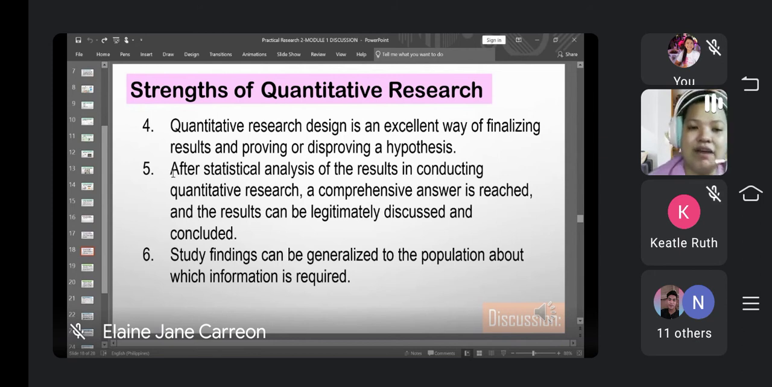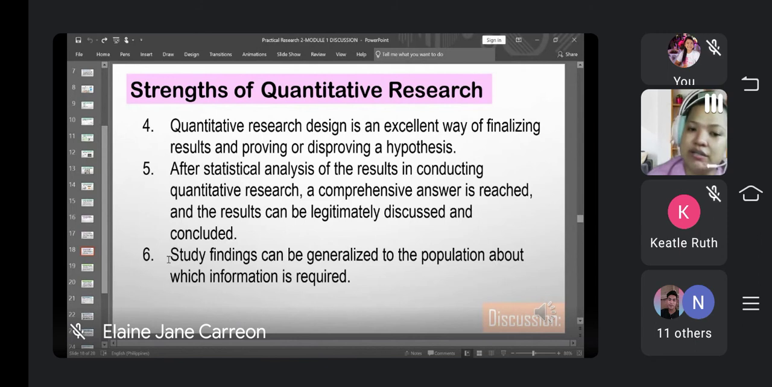Next, number 5. After statistical analysis of the results in conducting quantitative research, a comprehensive answer is reached and the results can be legitimately discussed and concluded. Makikita niyo doon sa chapter 4 ng inyong research, puro table yon. Pero sa ilalim ng table, meron tayong natawag na interpretation. So, yung interpretation na yun, dun malalaman ano na nga bang nangyari, ano tungkol saan ba itong mga number na to. So, yung interpretation na magsasabi kung tungkol saan o anong nangyari sa research mo.